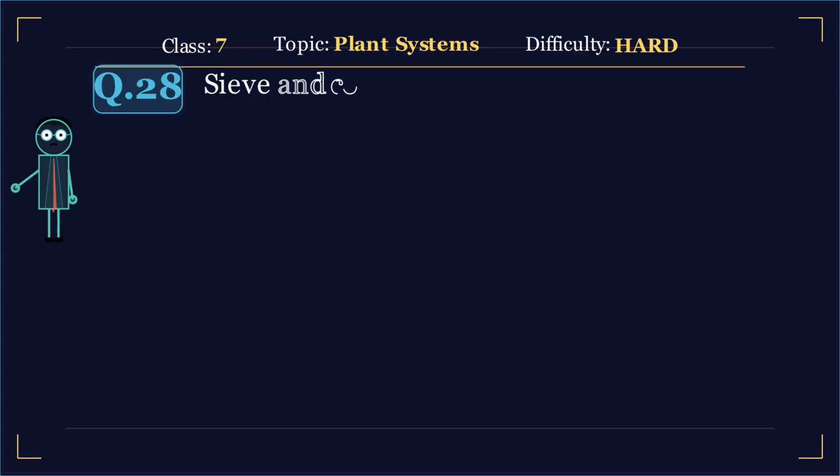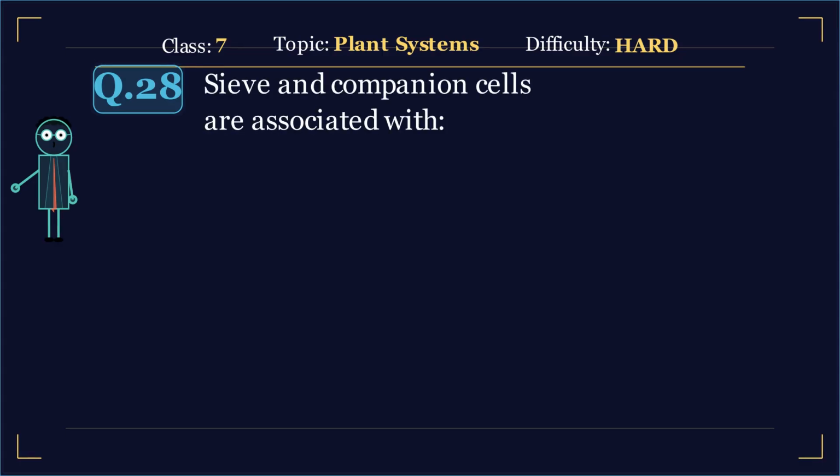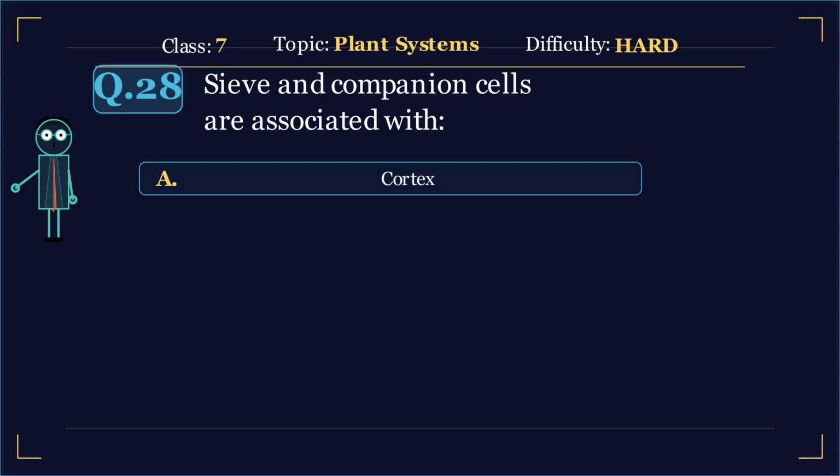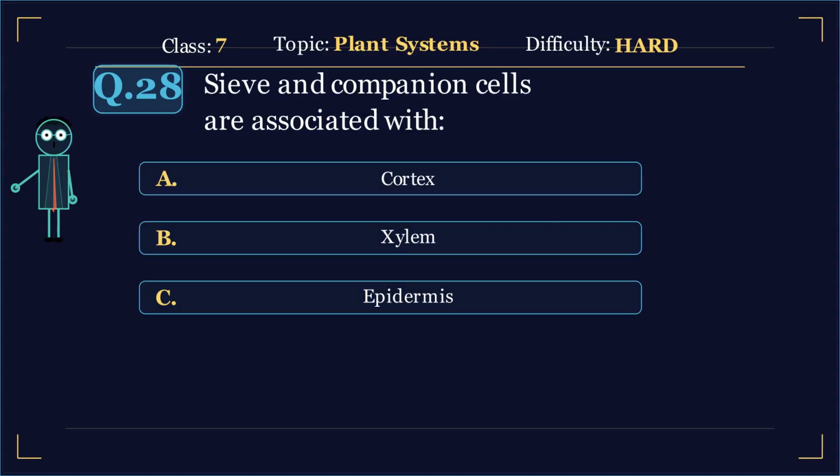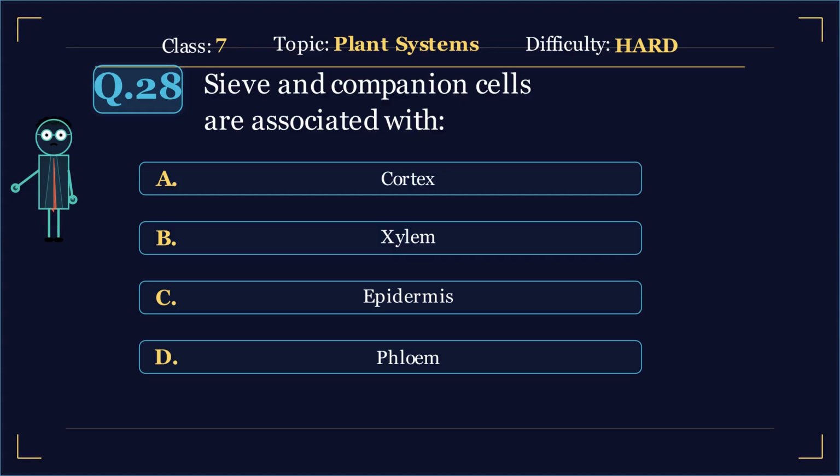Question 28. Sieve and companion cells are associated with: Option A, cortex. Option B, xylem. Option C, epidermis. Option D, phloem.